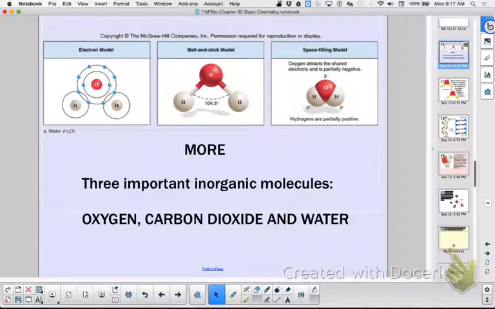The 4 important organic molecules are lipids, nucleic acids, carbohydrates, proteins. Perfect. And the 3 important inorganic molecules are oxygen, carbon dioxide, water. And water.